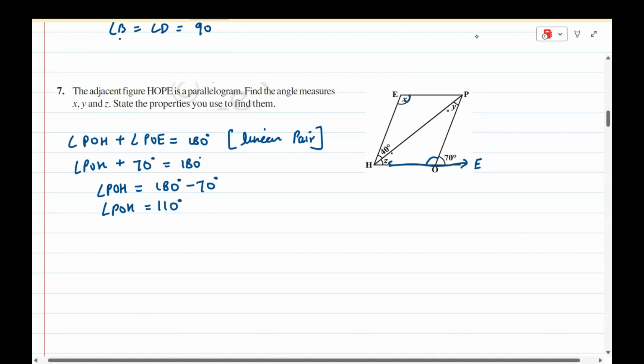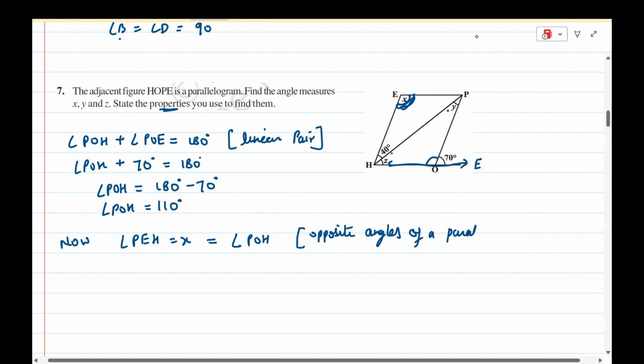Now, if I want to calculate angle X, so opposite angles of a parallelogram are equal. It means now I can write angle PEH, this one, which is X, is equal to angle POH. The property, we also need to mention the property, that is opposite angles of a parallelogram are equal. Correct? Okay. So POH I got. So therefore, PEH, which is X, is 110 degrees.